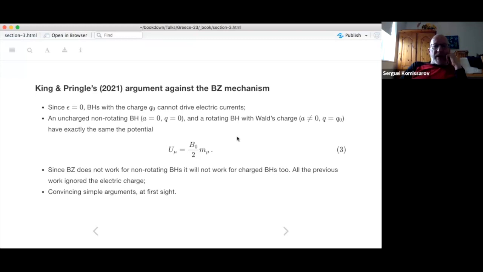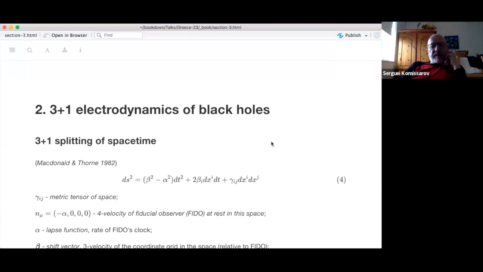And as the Blandford-Znajek mechanism does not operate for a non-rotating black hole, and the potential is the same as the potential for a non-rotating black hole, then the Blandford-Znajek mechanism should not operate as well. Okay, so at first sight, well, those are very convincing arguments. Okay, so in order to proceed, I would find it useful to introduce a 3+1 split, or a 3+1 formulation of black hole electrodynamics.